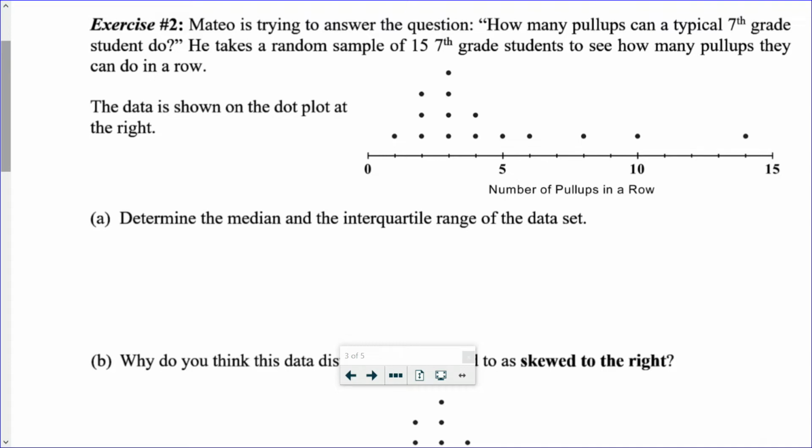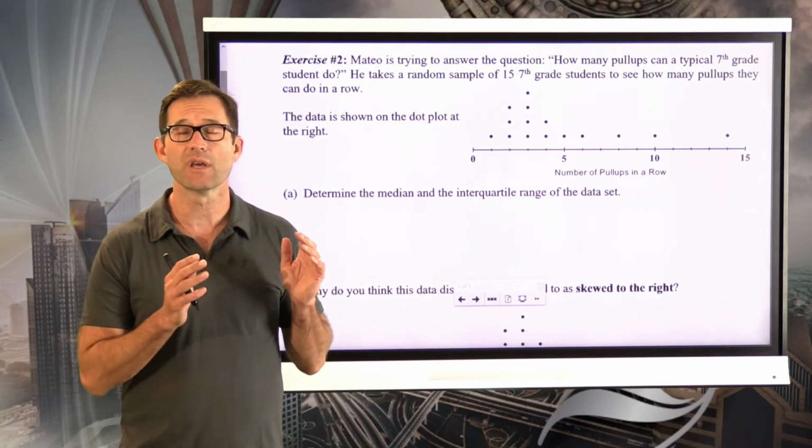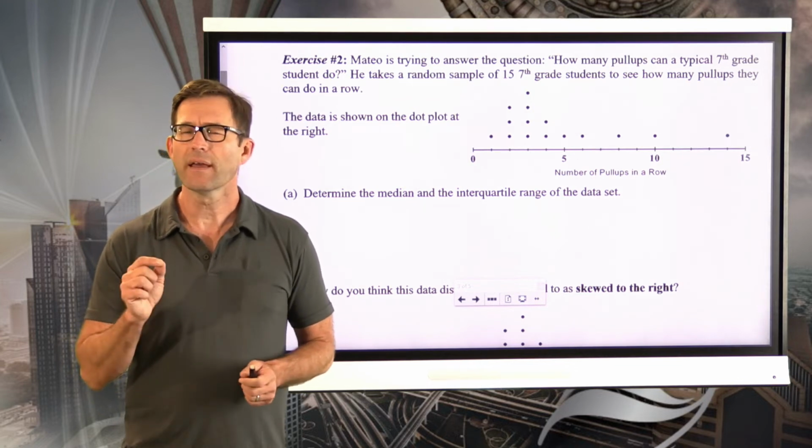Letter A asks us to determine the median and the interquartile range of the data set. All right. Great. So we're going to start by just figuring out that first central value and that first measure of variation. I'd like you to pause the video now.